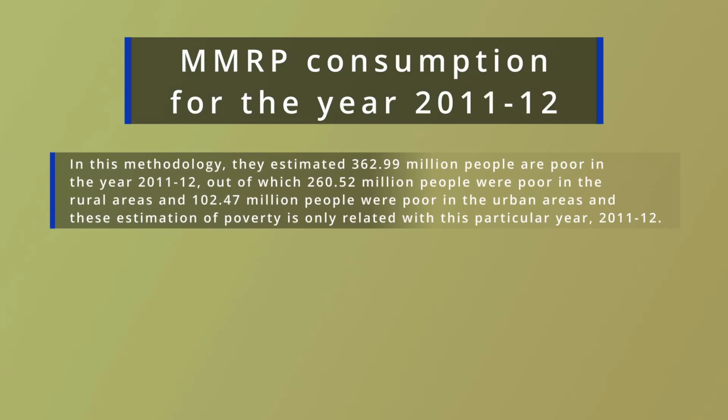In this methodology, they estimated 362.99 million people were poor in the year 2011-12, out of which 260.52 million people were poor in the rural areas and 102.47 million people were poor in the urban areas. And this estimation of poverty is only related with this particular year 2011-12.